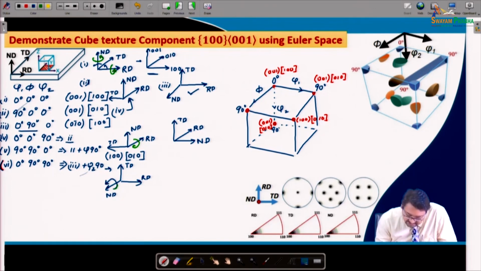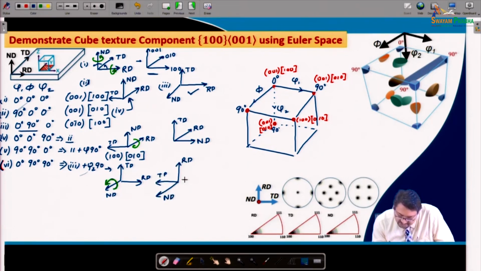Let me use another color, so as to help you understand. Then what will happen is that the RD will go at the top and the TD will go here and ND will remain at the same position. So, ND basically becomes 0 1 bar 0 and RD becomes 0 0 1, right, and this is a position 0 90 0. So, this is a position which is shown by this.